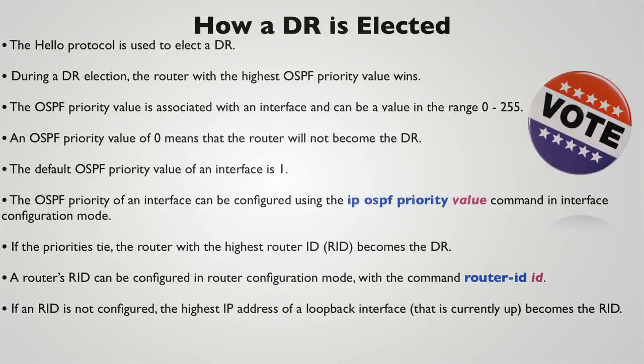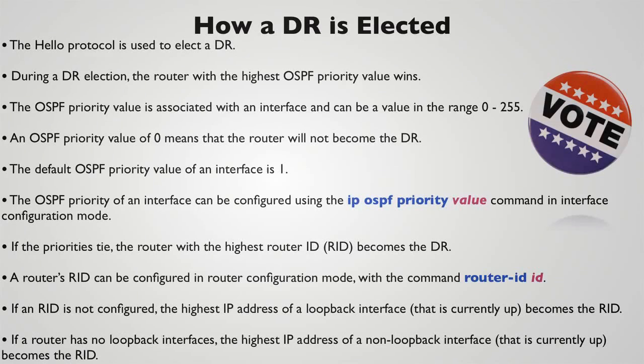What if we don't have a loopback interface, though? Well, in that case, we're going to take a look at the interfaces that are currently up and operational on the router, and whichever interface has the highest IP address of the non-loopback interfaces that are up, that's going to become the router ID. And this is the way that a DR election plays out.